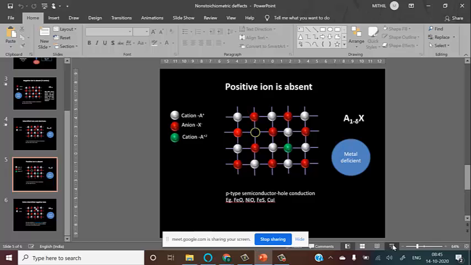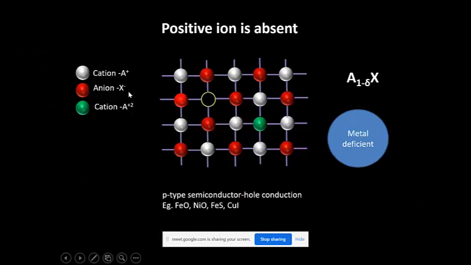Defect, that is metal deficiency. So here what is happening is a cation is missing. A cation is missing, that means a positive charge is missing and a negative charge is more on this lattice. So how can the electrical neutrality be maintained? If a cation is missing, it can be replaced with another divalent or more than one oxidation state cation. So if A plus is missing from the site, at some position A plus may be A plus 2.